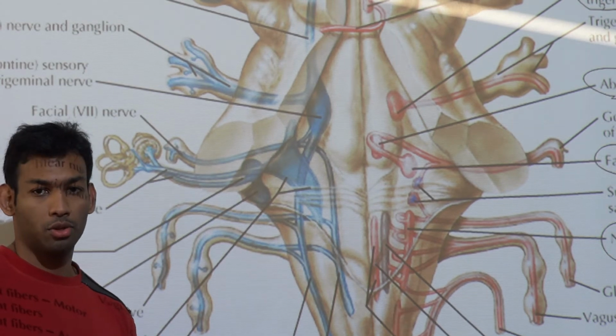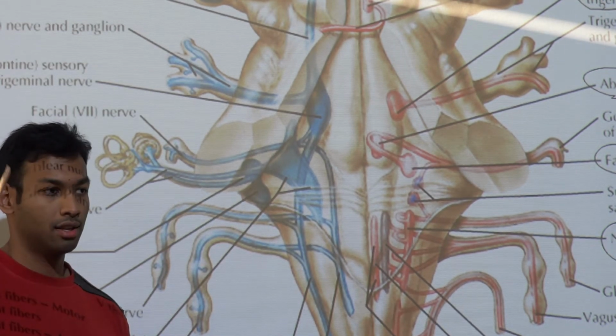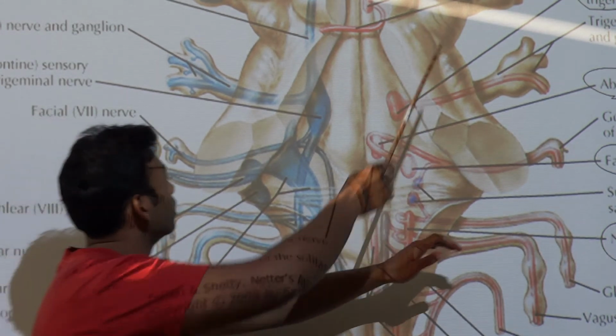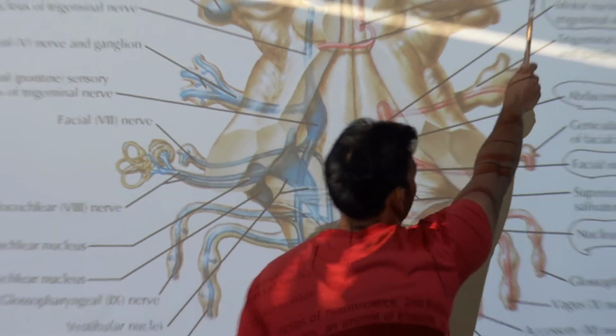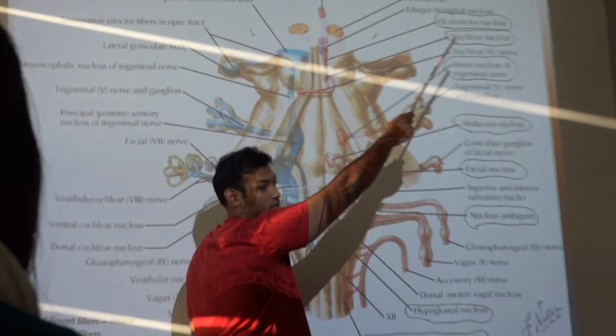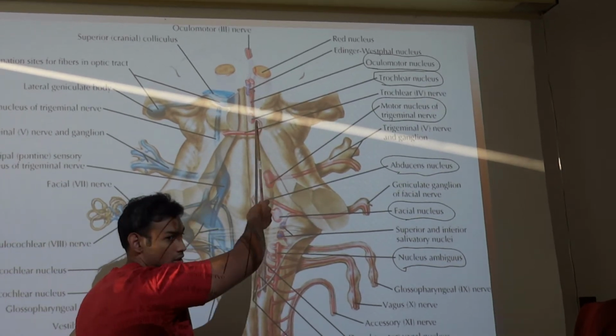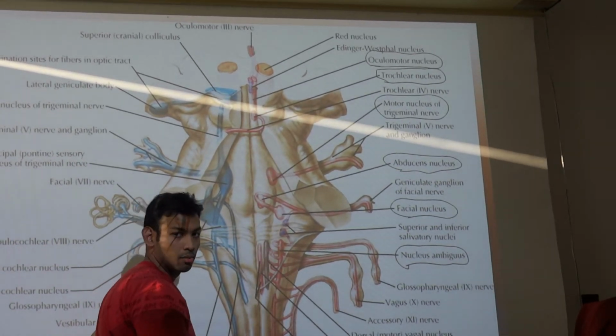Why are they numbered from 1 to 12? Why did they number them like that? Yeah, it's according to the location. Okay. So, as you can see, the oculomotor nucleus is number 3. 3 is up there. Hypoglossal is down here. So they are numbered in order of how they occur in the brainstem.